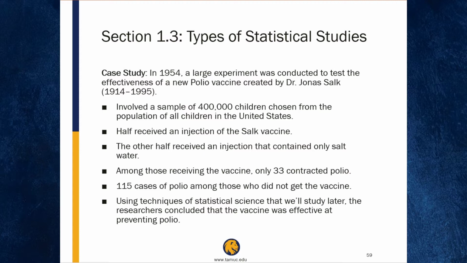Among those who received the vaccine, only 33 contracted polio. However, there were 155 cases of polio among those who did not get the vaccine. And so, using the techniques of statistical science, which we'll get into in more detail later, the researchers concluded that the vaccine was effective at preventing polio.